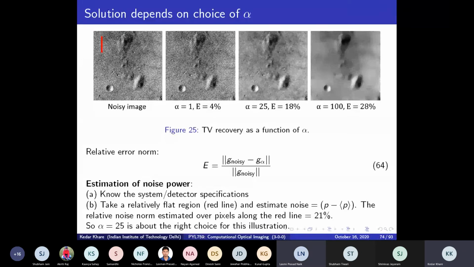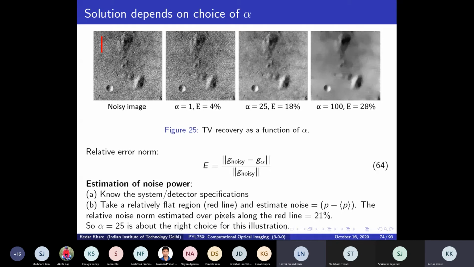In fact, this way of selecting alpha has a name in the inverse problems literature. It is called the Morozov discrepancy principle. I can give a reference to that. Its original paper is in Russian and was written several decades ago. But if you want to get into that, there is always a window. You can explore these topics as much as you want.